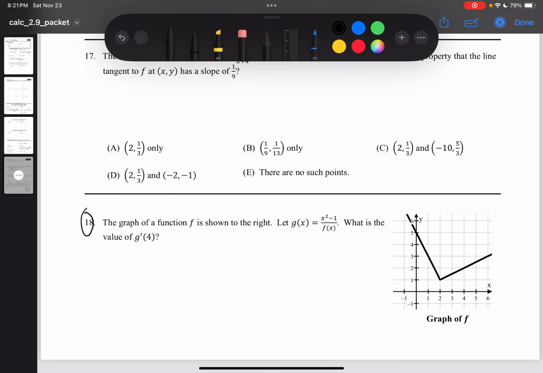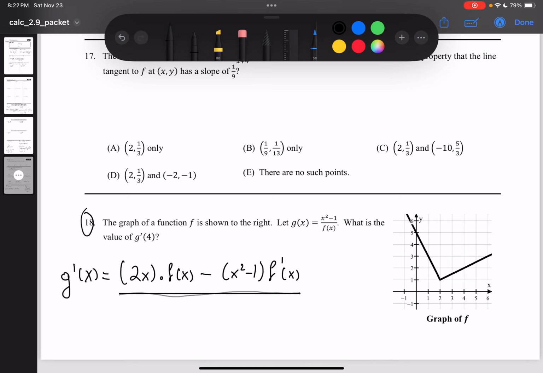Chain rule. Now, in this question over here, the graph of the function is shown to the right. Let g of x is equal to x to the power of 2 minus 1 over f of x. What is the value of g prime of 4? So, first of all, let's construct g prime of x, which is going to be u prime v minus uv prime over v squared. Or in this case, the derivative of x to the power of 2 minus 1, 2x, multiplied by f of x. This is going to be my u prime v minus u v prime over v squared.